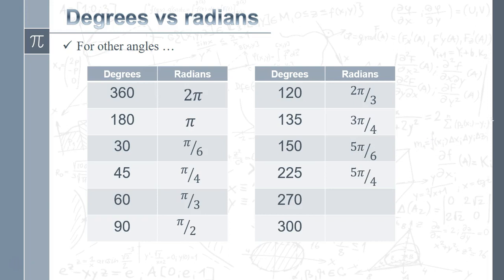5 pi over 4. 270, that's 3 lots of 90, so that's 3 pi over 2. And finally 300, which we can have a go with 360 minus 60, so that'll be 2 pi minus pi over 3, so 2 pi being 6 pi over 3, so that's 5 pi over 3, or alternatively, clearly 300 is 5 lots of 60, so that would still be, whichever way you do it, 5 pi over 3. And like so, working with these common angles, if we express them in terms of multiples of pi, as I keep repeating, it genuinely makes life easier later on.